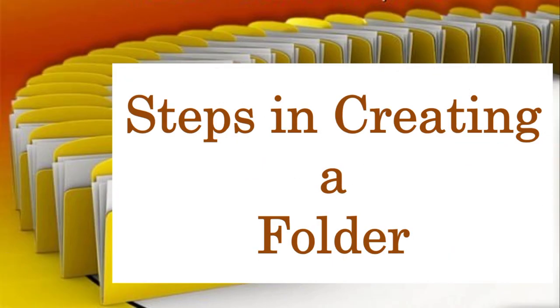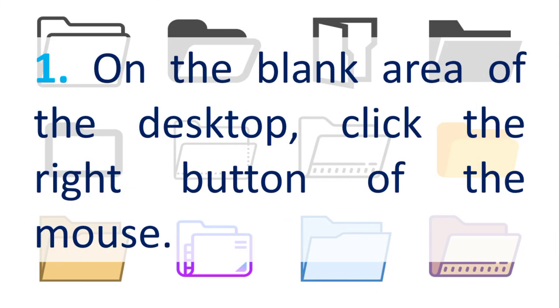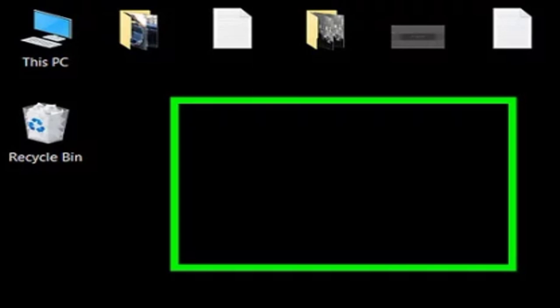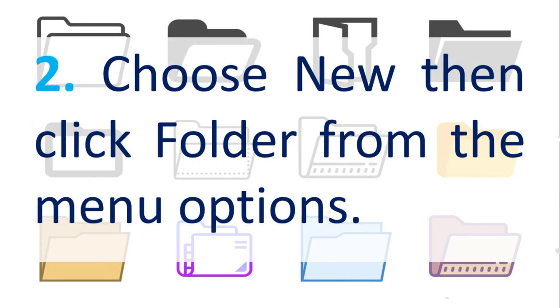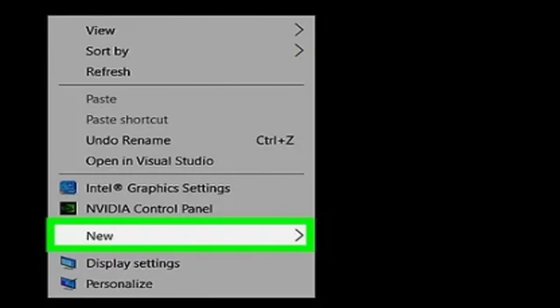And here are the steps in creating a folder. On the first step, 1. On the blank area of the desktop, click the right button of the mouse. And here is the picture. 2. Choose New, then click Folder from the menu options. And here is the picture.